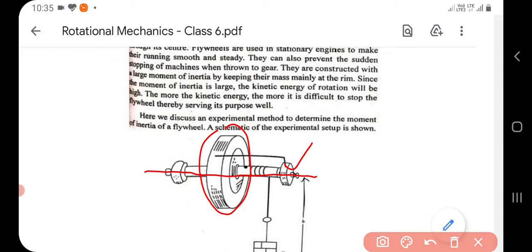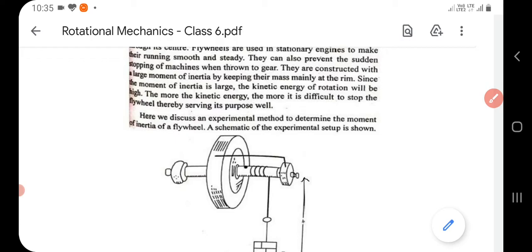Now, since moment of inertia is large, the kinetic energy of rotation of the flywheel will also be high. So, the more the kinetic energy, the more difficult it will be to stop the flywheel and hence it will serve the purpose. That is, it will help the stationary engines to run smooth and steady, and also it will prevent sudden stopping of machines when you put gear.